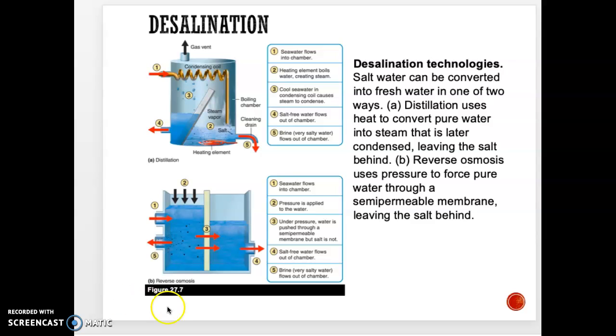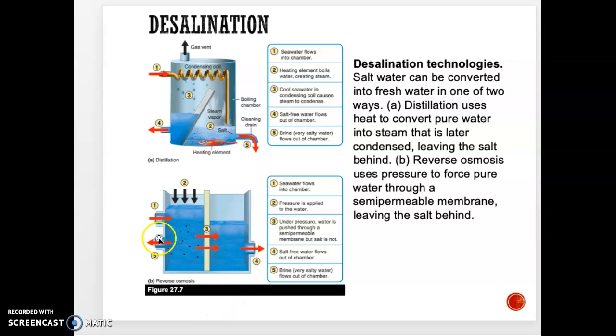So, to continue the discussion on how saltwater can be converted to fresh water, I already explained the distillation process up here in figure A. This bottom figure, part B, covers the idea of reverse osmosis.